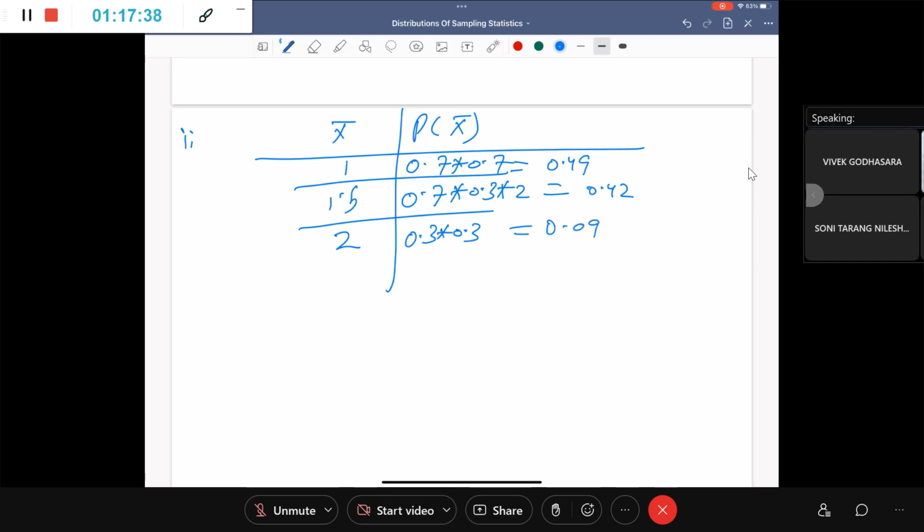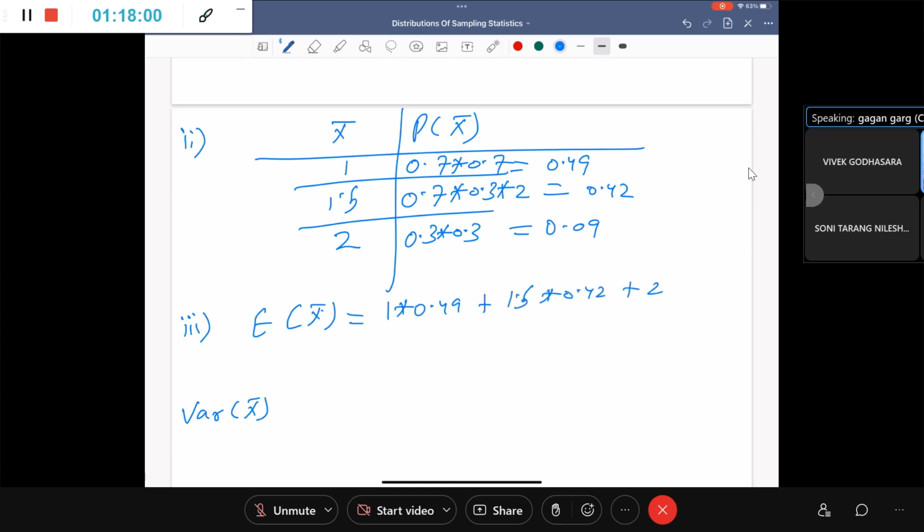Okay, so now you want to compute the expected value of x bar and the variance of x bar. The expected value of x bar is 1 into 0.49 plus 1.5 into 0.42 plus 2 into 0.09, and it turns out to be equal to 1.3.